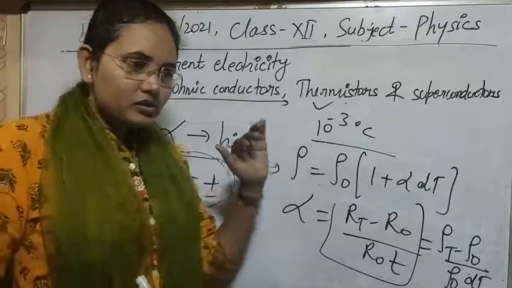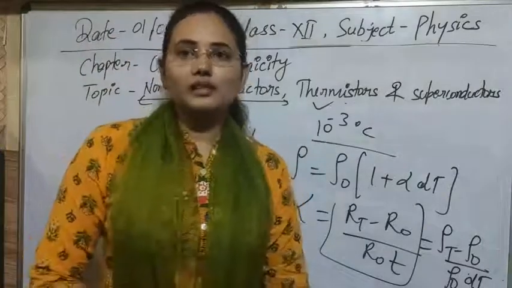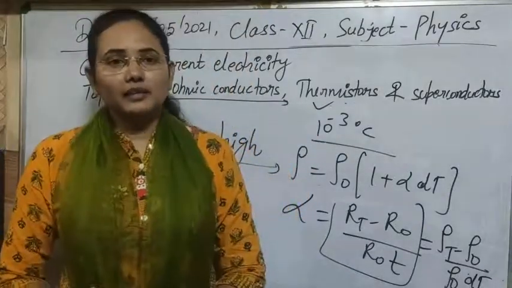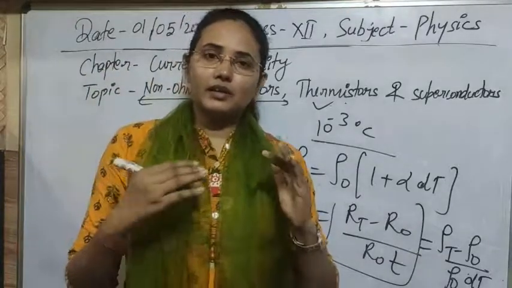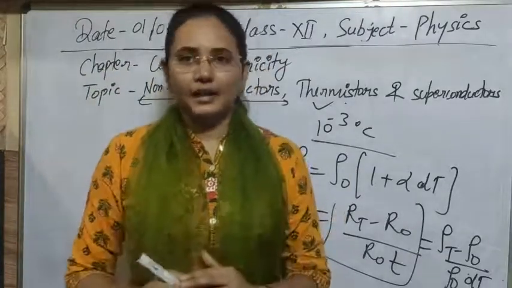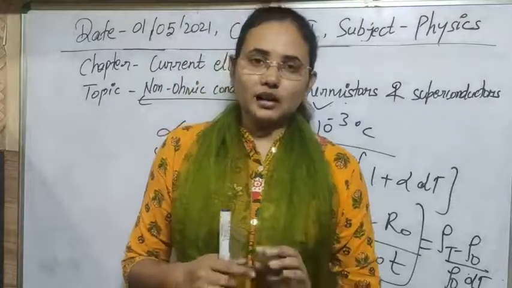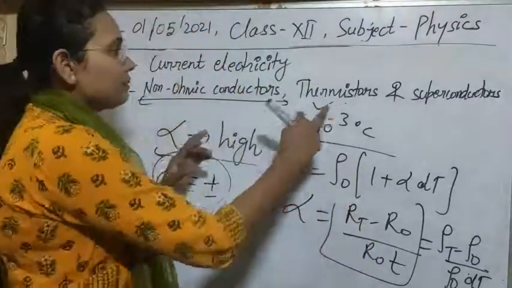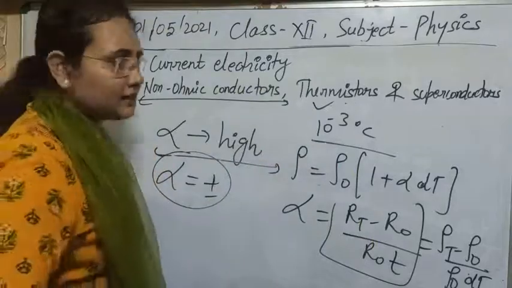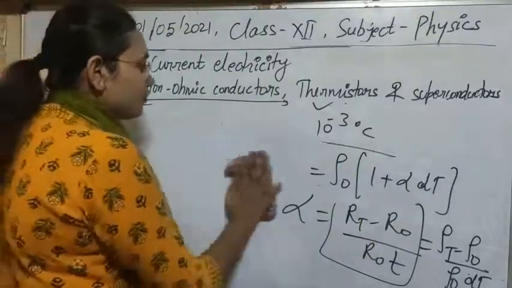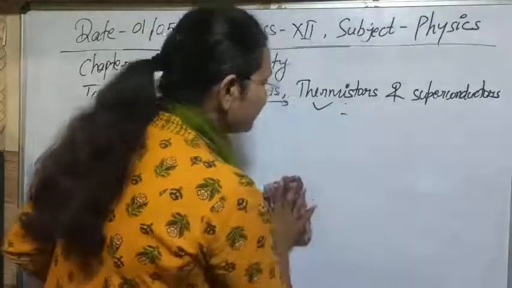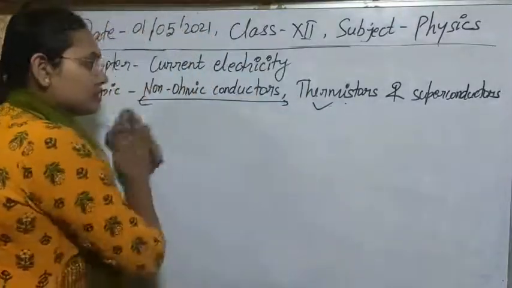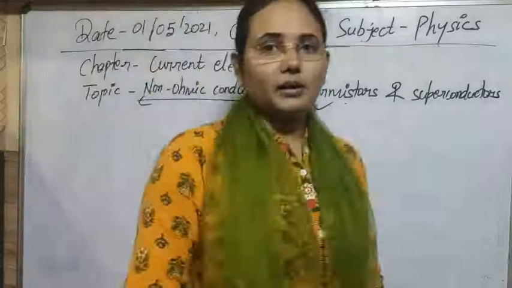Means we can use any kind of oxides or material to make thermistors which show great change in resistivity with change in temperature. So I think students now have a clear idea about the thermistor: what its construction is, what its properties are, and how it is different from the ordinary resistor. Three things I have just discussed.